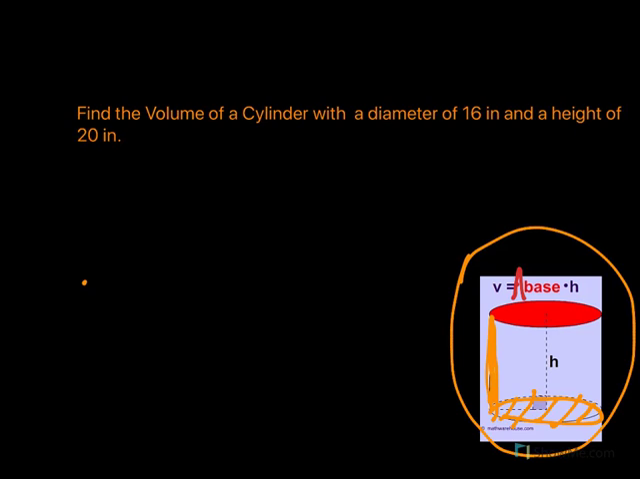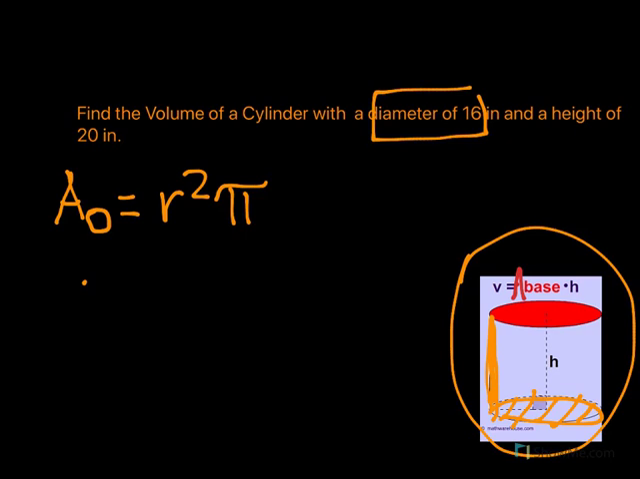So I know the area of the base, the area of the circle. We remember the area of a circle is radius squared times pi. In this case, they're giving me the diameter. So D is 16 inches. If you remember when we studied circles, the diameter is 2 times your radius. So if we divide 16 by 2, I can find out what my radius is.